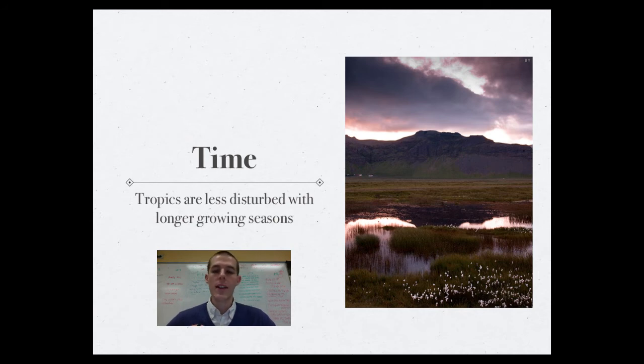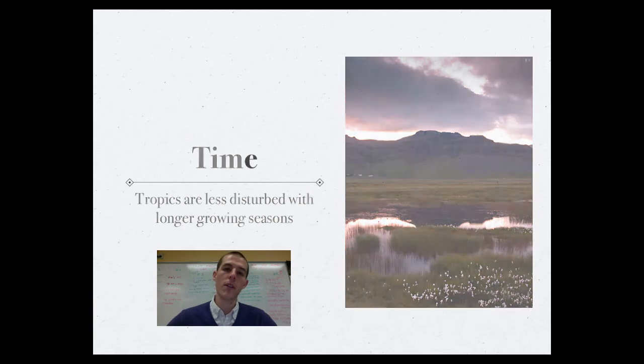Another thing that relates to time is the fact that the tropics are generally less disturbed by natural events such as glaciation or huge storms or things like that. So because you don't have glaciers scouring the tropics, the tropic biomes are generally older than the ones at either of the poles or away from the equator, so they have also had more time for mutations to happen, which has allowed for more speciation to occur. So time, one of the reasons why the tropics may be more diverse.